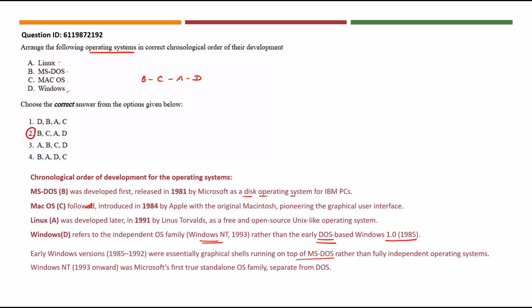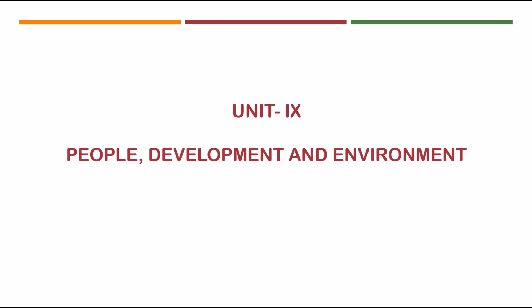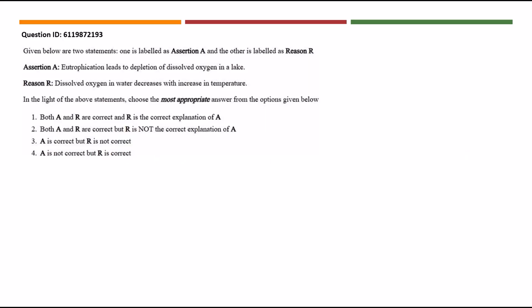We are completing Unit 8 here. We are moving to Unit 9, People Development and Environment. Given below are two statements, one is assertion and the other one is reason. What does assertion state? Eutrophication leads to depletion of dissolved oxygen in a lake. Reason states dissolved oxygen in water decreases with increase in temperature.